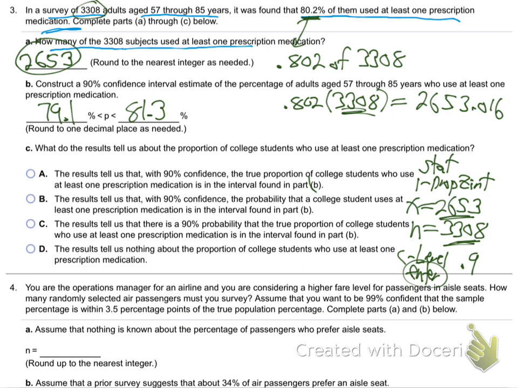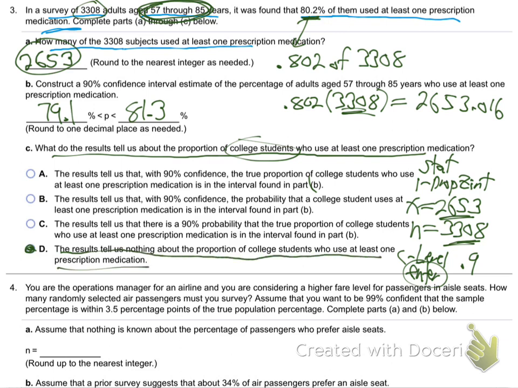And then their final question, what do the results tell us about the proportion of college students? College students? These are not typically college students. The results tell us nothing about college students because we're talking about older people. So they're just making sure you're paying attention to the words there.